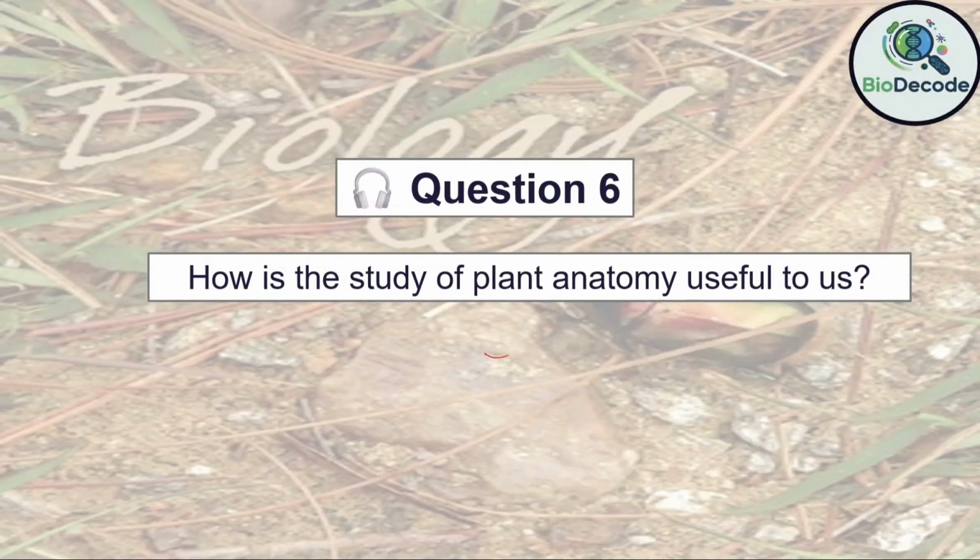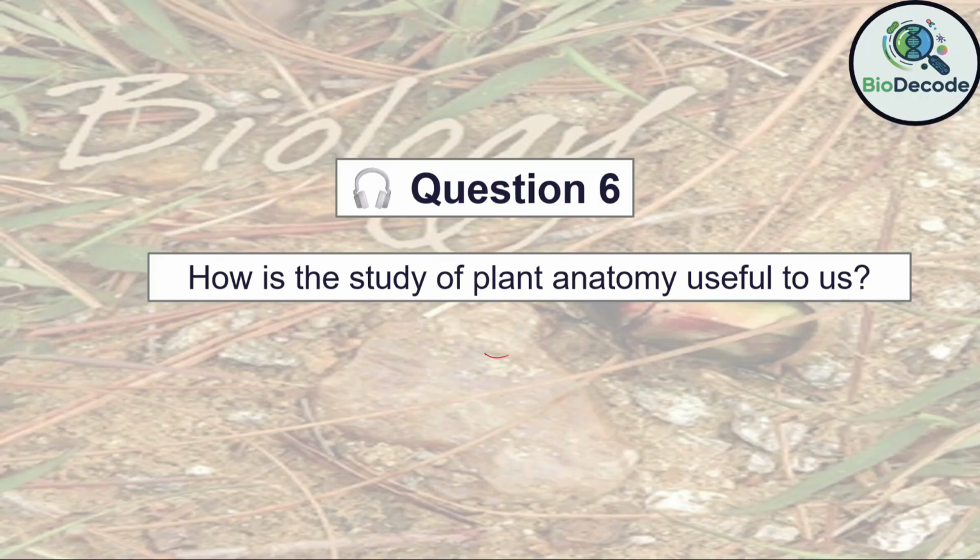Question 6. How is the study of plant anatomy useful to us? Answer. Study of plant anatomy is useful in several ways. First, it helps in understanding the structural organization of plant tissues and organs. Second, it enables us to differentiate between monocot and dicot plants based on internal features. Third, anatomical knowledge aids in identifying adaptations to different environmental conditions, such as xerophytic and hydrophytic structures.